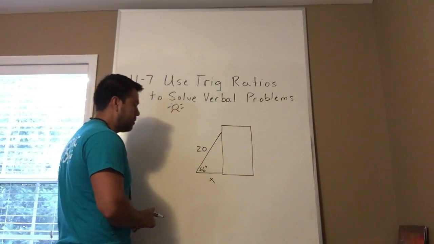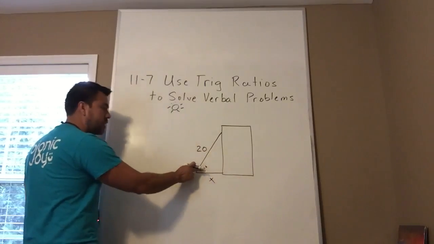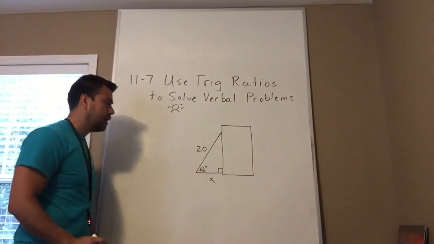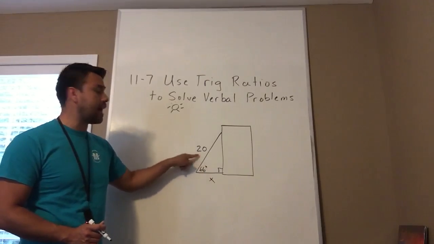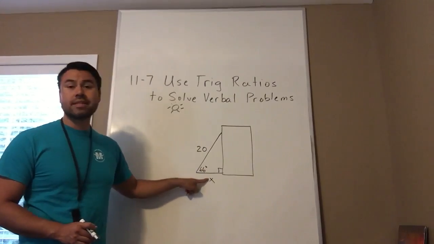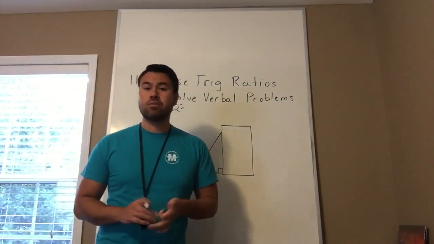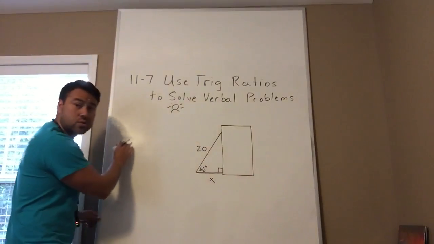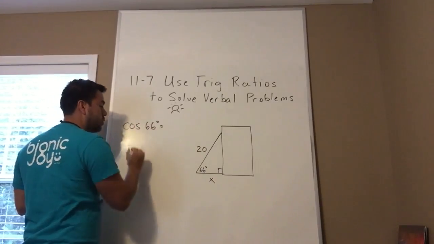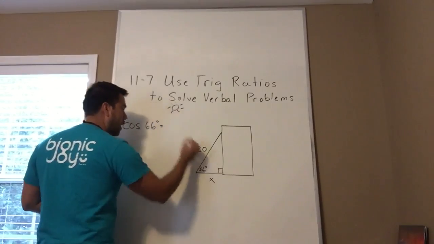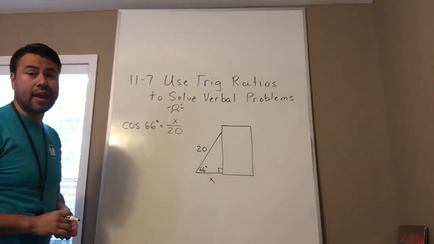Let's look at finding this x value. Okay, so I'm going to use sine, cosine, and tangent, right? This is the right angle, and this is 66 degrees. I have an adjacent side and I have the hypotenuse, right? So which one deals with adjacent and hypotenuse? Well, that's cosine. So I'm going to use cosine of 66 degrees equals adjacent over hypotenuse.